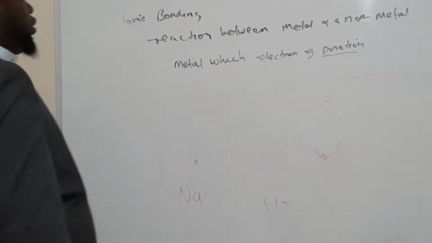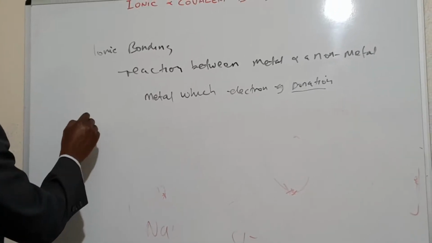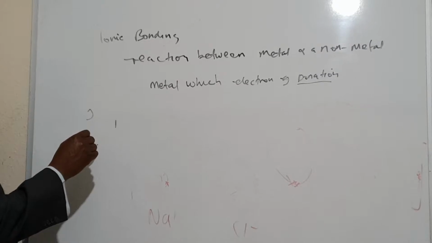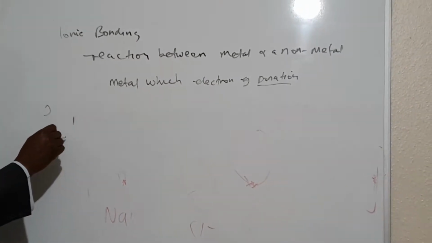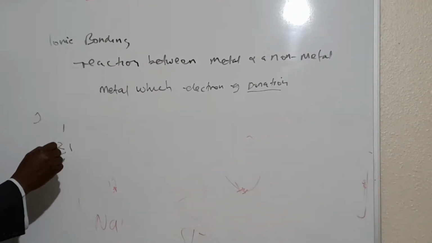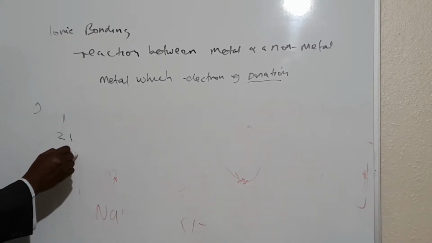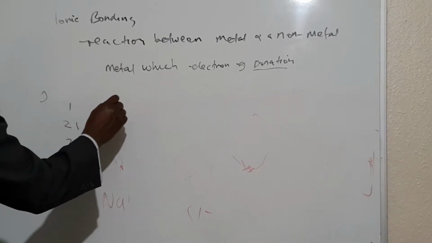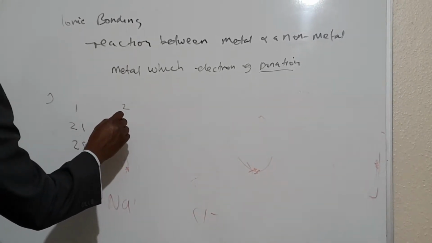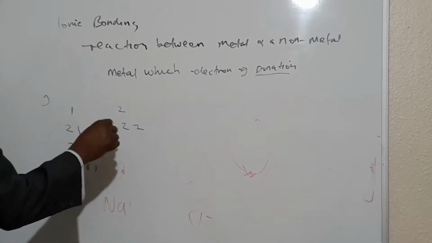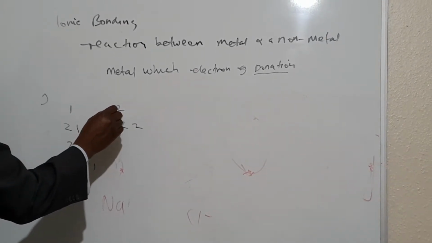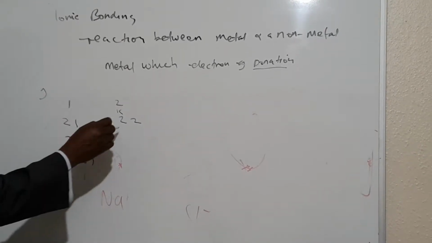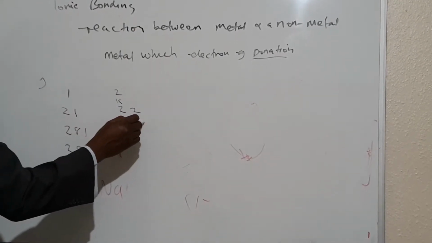So we know the metals are in group 1. They are in group 1 because they have 1 electron in the outermost shell. The first one is 2,1, then 2,8,1, then 2,8,8,1. Then you go to group 2, which has 2 in the outer shell, because you must have 2 in the K shell. Exactly, that's why they all end with 2. The next one will be 2,8,2.